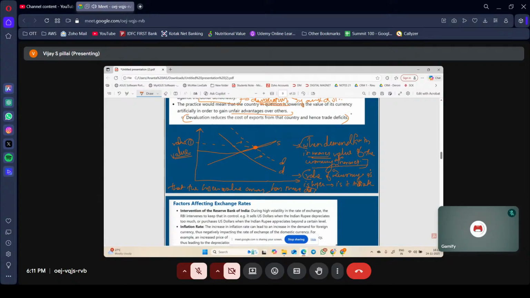Please make a note of it, because this question is going to come for your prelims. Devaluation reduces the cost of exports. I believe I have discussed that several times in our classes. Okay? So you understood this? Yes, sir. The devaluation reduces the cost of exports and hence the trade deficit. This is not a necessary condition. It can occur, but there are also instances which don't lead to a lowering of the trade deficit.